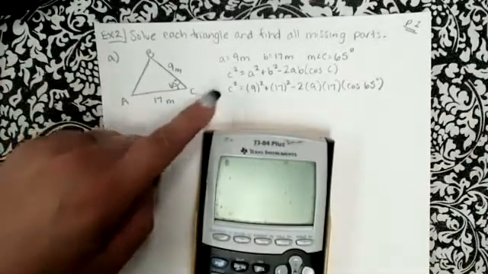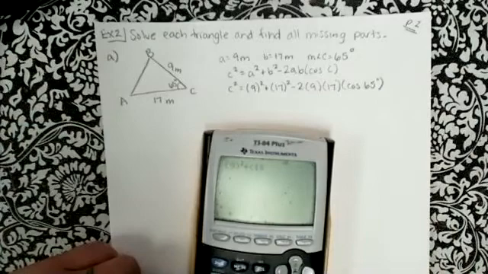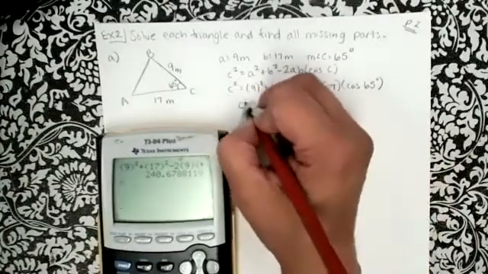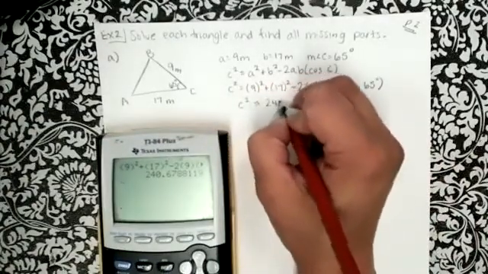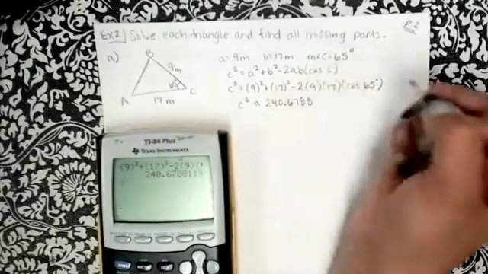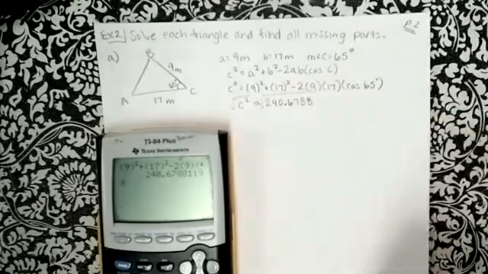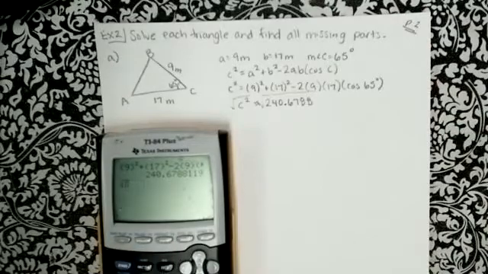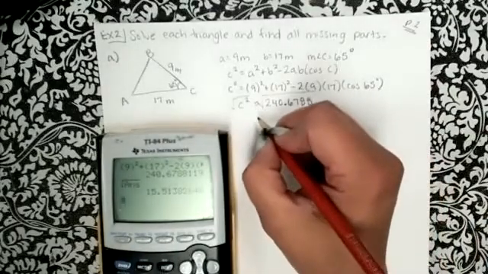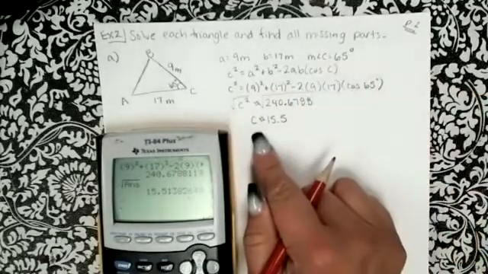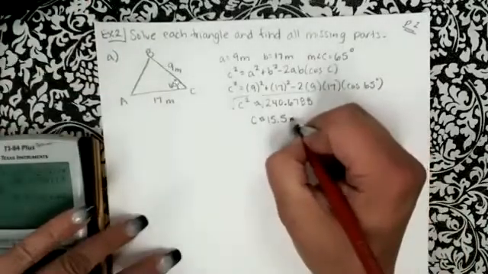So now I have 9 squared plus 17 squared minus 2 times 9 times 17 times the cosine of 65. So here I get C squared is approximately 240.6788. I don't want to round yet. Now I need to take the square root of that answer because I'm trying to find out what C is, and the opposite of squaring is the square root. So when I take the square root, I'm just going to go to one decimal place. C is going to be 15.5. And because C is a side, and remember the sides were in meters, I'm going to put meters.